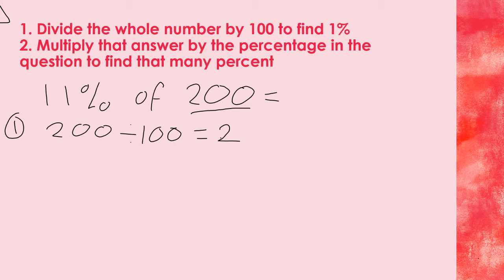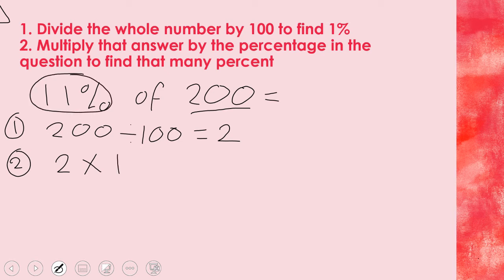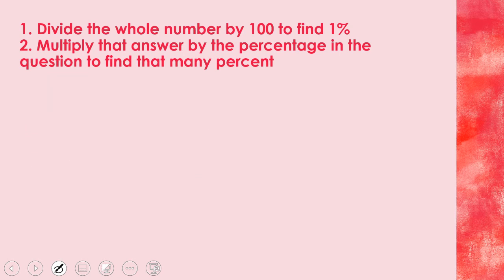So that was step one. Now we need to move on to step two. Step two, multiply that answer, so 2, by the percentage in the question. The percentage in the question was 11%. So 2 multiplied by 11 is equal to 22. Note that my answer is 22, not 22%. I'm finding a percentage of a whole number, so my answer is just going to be a whole number, not a percentage. Let's have one more go at using the step-by-step guide to answer these questions.